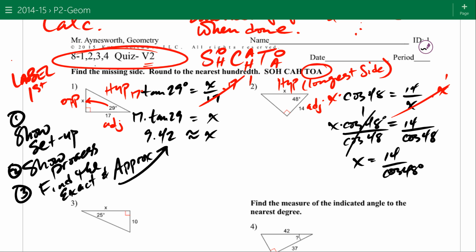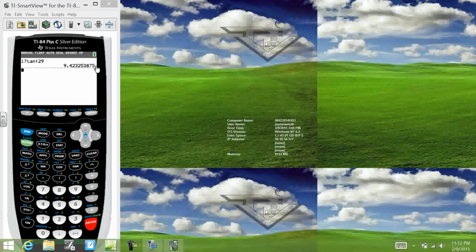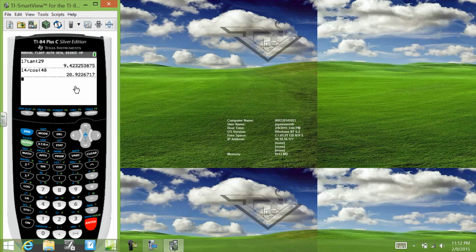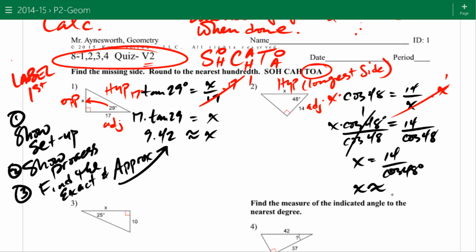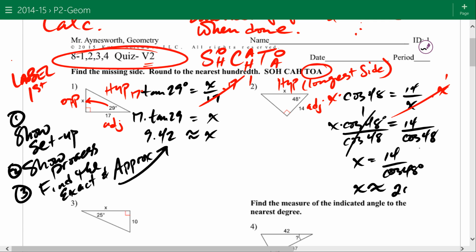I don't know what that is, so let's use the calculator. 14 divided by cosine of 48 degrees. Let the calculator do the work, and you get about 20.92, rounded to the nearest hundredth. That makes sense. The hypotenuse is the longest side, so I expect the answer to be longer than 14, and it is. Your answers have to make sense.